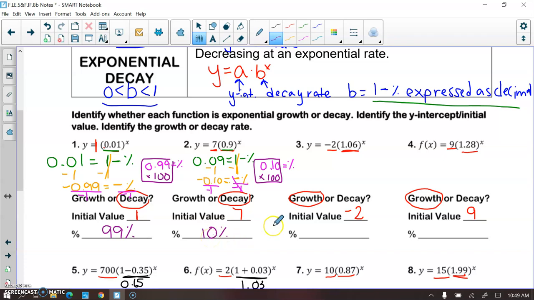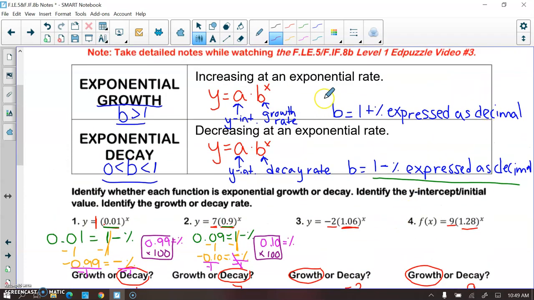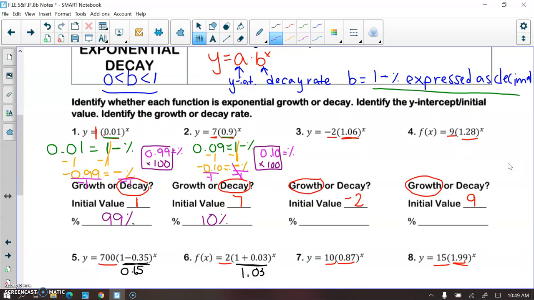Moving on to number 3. This is growth. So this time my equation is b is equal to 1 plus the percent expressed as a decimal. So I take my b value of 1.06. I set it equal to 1 plus the percent expressed as a decimal. I'm now going to subtract 1 from both sides. And I get a 0.06 is equal to my percent expressed as a decimal. Percent is out of 100, so now I multiply by 100. A 0.06 times a 100 is a 6%.